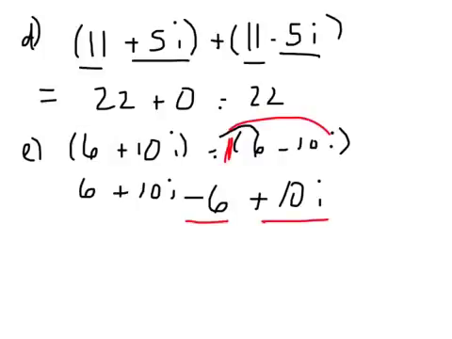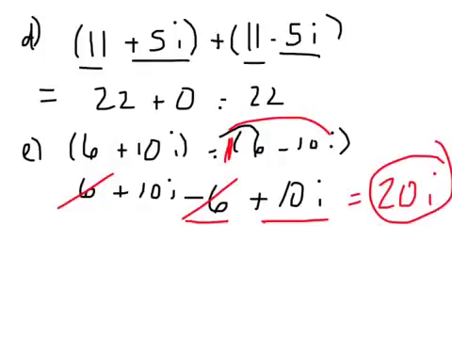Now let's see what happens here. When we added them, we had a whole number answer. When we multiplied them, we had a whole number answer. But let's see what happens when we're subtracting here. I have 6 minus 6. The real number part goes away. I have plus 10i and plus 10i. That's plus 20i. So when you subtract them, you don't get a whole number.